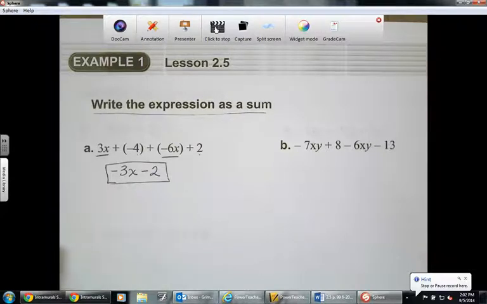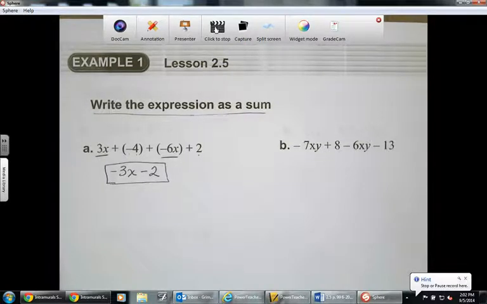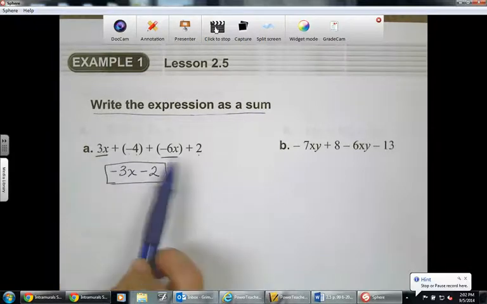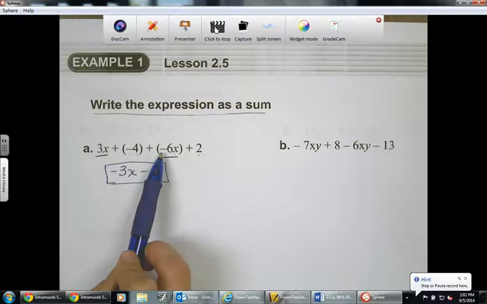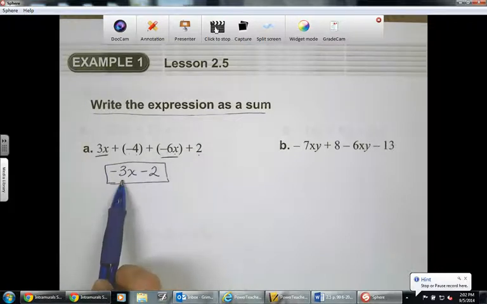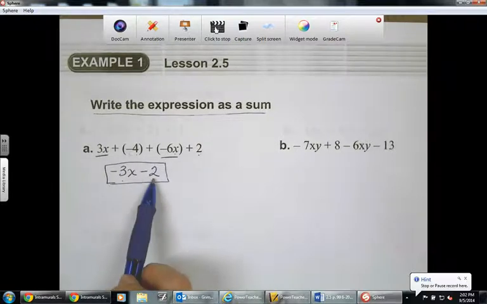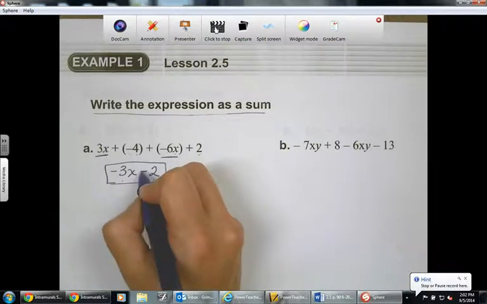Faith. Oh, can you go over that again? Okay, so things that are alike are going to go together. So this has an x, it matches this x, so I can add 3 plus negative 6, which is negative 3, and then I can put numbers together. So negative 4 plus 2 is negative 2, and I put minus 2, but it's legal for me to also put plus negative 2 if I want.